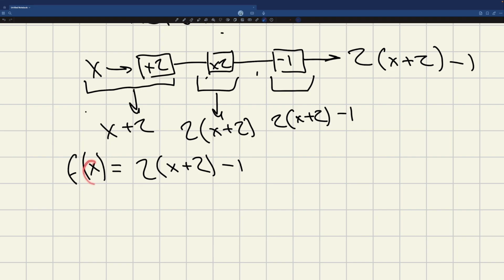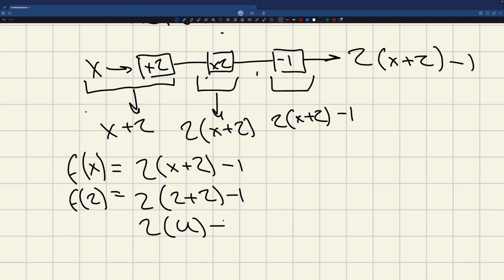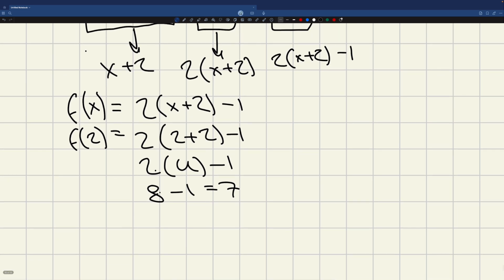So what this means is that any value that's put in here, in this case x, will just be replaced with the x over here. So say if we were to write f of 2, that would be equal to 2 times 2 plus 2 minus 1. Why is that? Because x becomes a 2, it gets carried over here, this becomes a 2. And what we would get later is 2 times 4 minus 1, 8 minus 1 is equal to 7. Okay. So that's the intro to how functions are notated, the notation of functions.